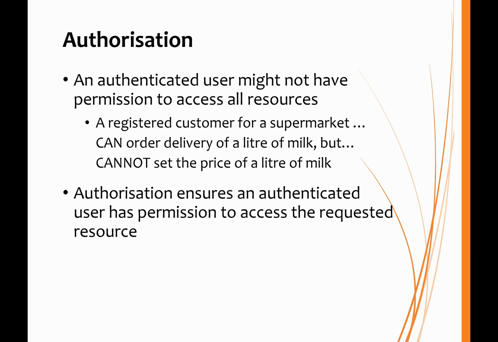Having authenticated the user, we then need to authorize each request. It's quite common to do this. If you happen to be a registered customer for a supermarket, you know that you can order delivery of products, maybe a litre of milk. But you also know that you cannot set the price of that litre of milk because you don't have the permission to do so. And that's a very good example of the difference between permissions and authorization, which is the process whereby the server determines whether a user is permitted to access a requested resource.